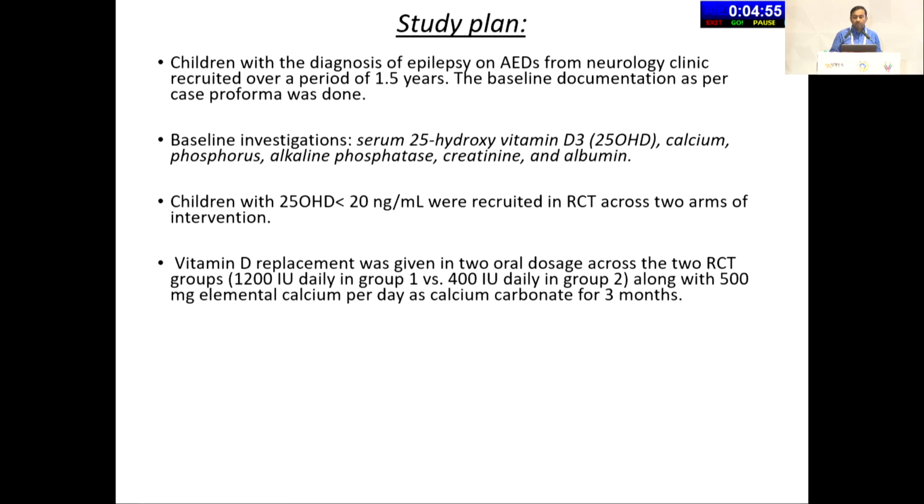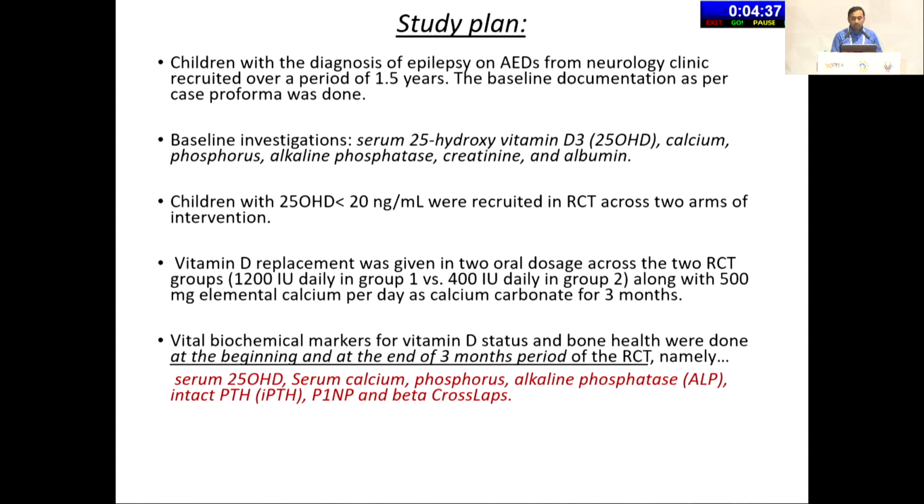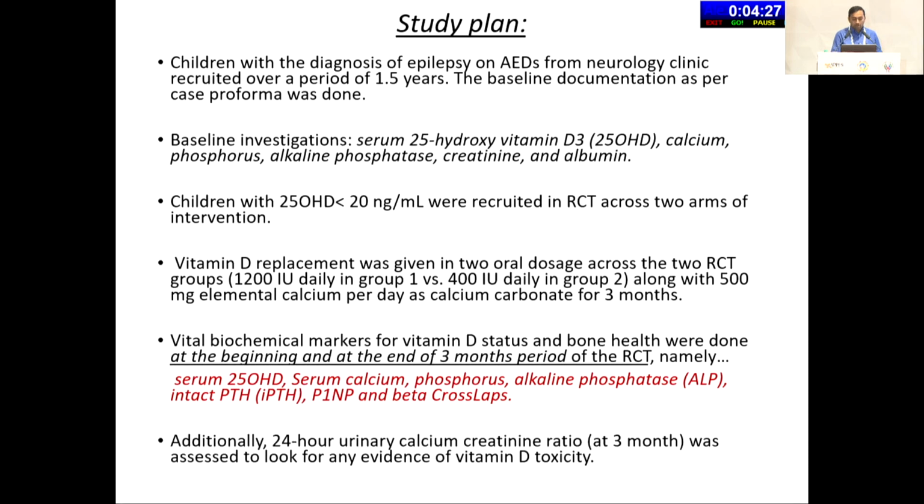And then the vitamin D replenishment was given in 2 oral doses across the 2 arms, 1200 IU in group 1 and 400 IU in group 2, along with 500 mg of elemental calcium per day for a period of 3 months. And the vital biochemical markers for vitamin D status and bone health were done as explained earlier, at the beginning and at the 3 months. And additionally at 3 months, we did 24-hour urinary calcium creatinine ratio to look for any evidence of vitamin D toxicity.